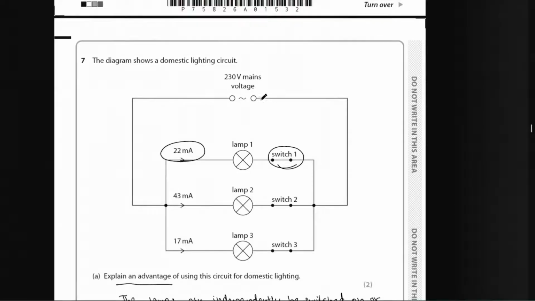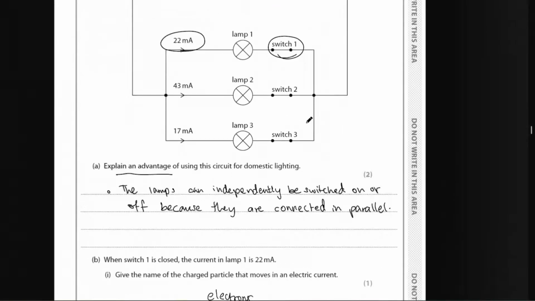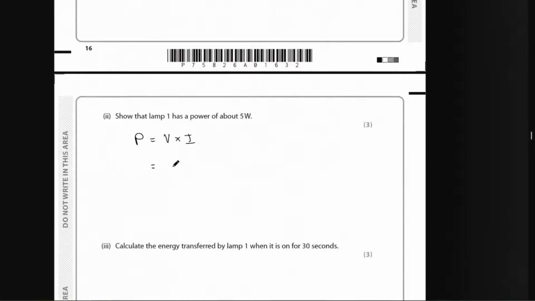If we look at the circuit, since it's a parallel circuit, all the lamps have the same voltage as the mains voltage, 230 volt. So the voltage is 230 volt, the current is 22 milliampere. So power equals 230 volt times 22 milliamperes. Milli means 10 to the power negative 3. That gives us 5.06 watts. So yes, it is about 5 watt.